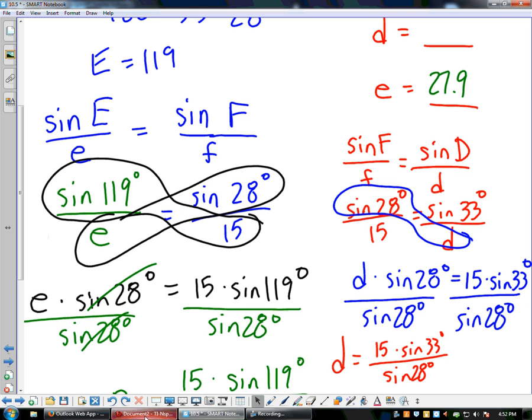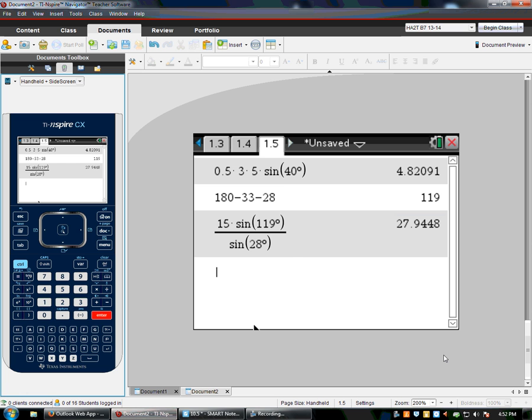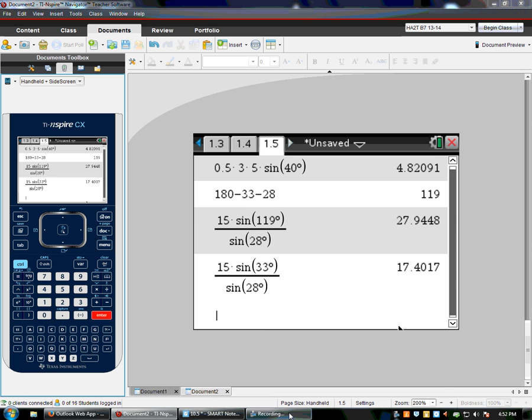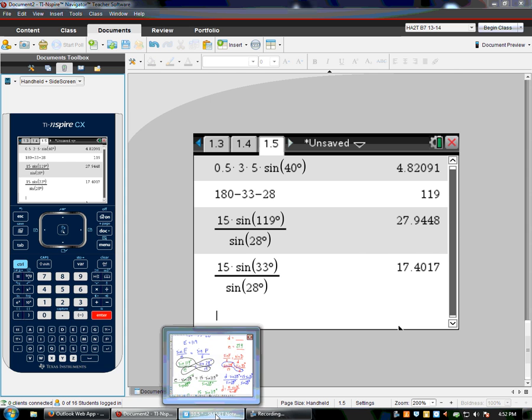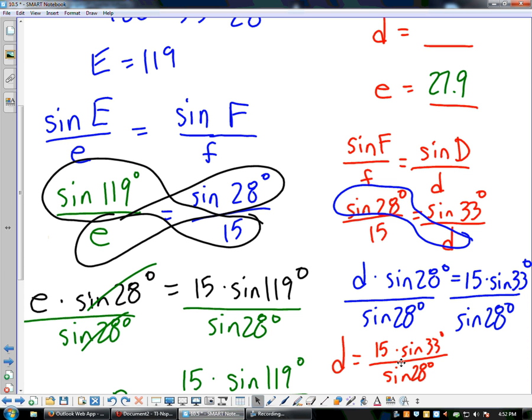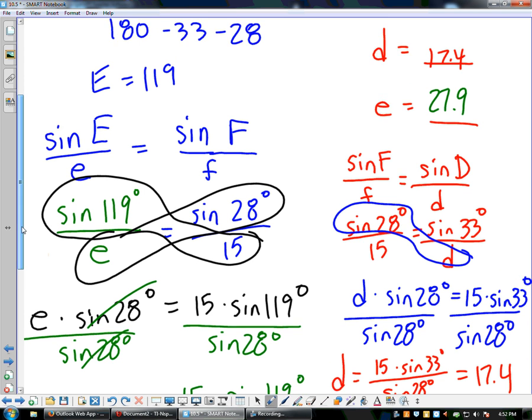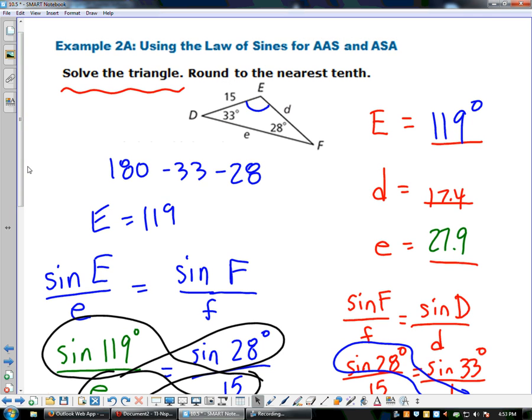And when you do this on your calculator, you might want to do up click a couple times and pop that down, and then you can just adjust what you have there. So we wanted 15 times sine of 33 degrees over sine of 28. Turns out to be 17.4. So D is equal to 17.4, and that was our last piece that we needed here. All right.